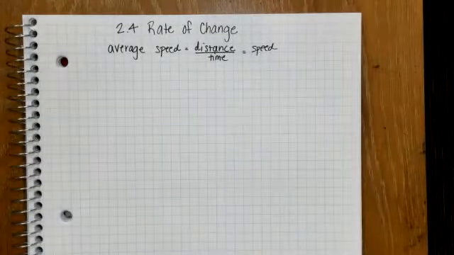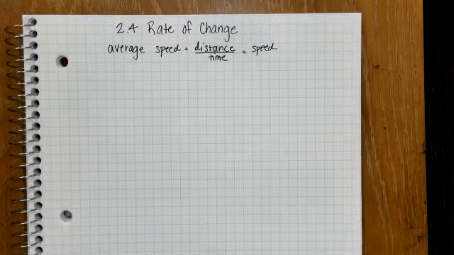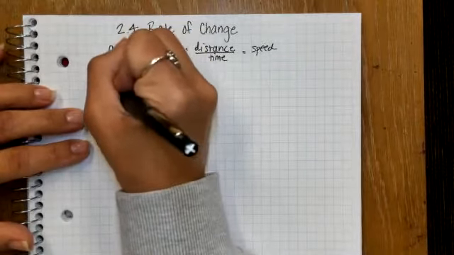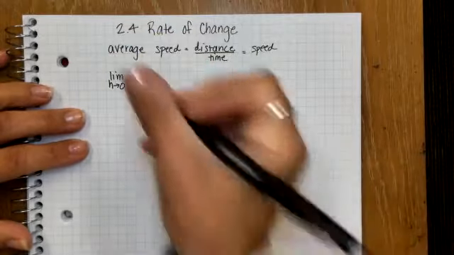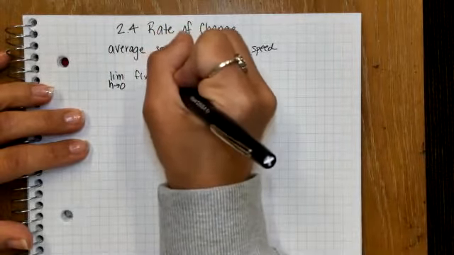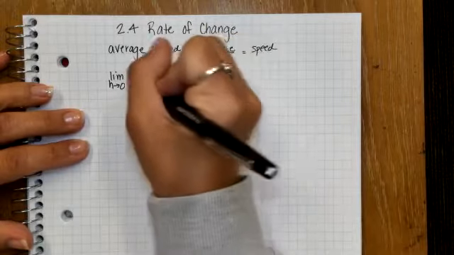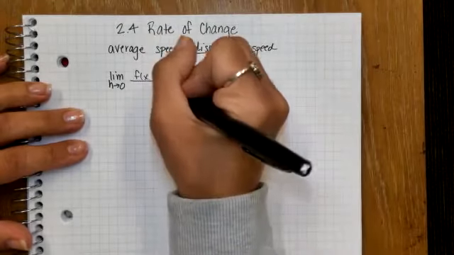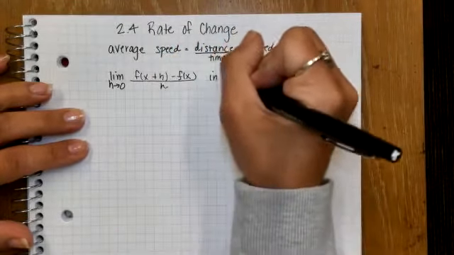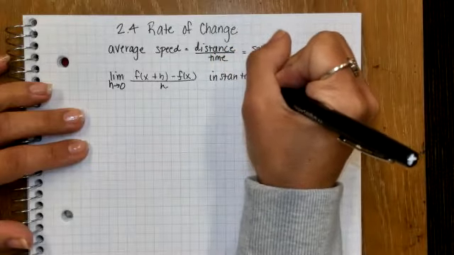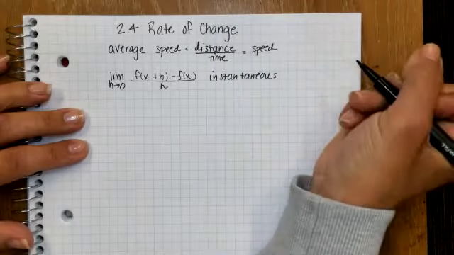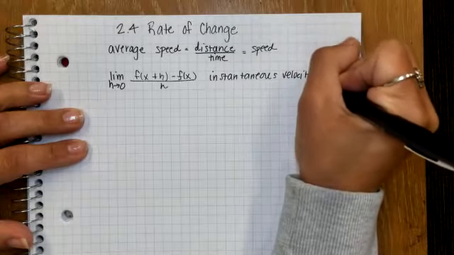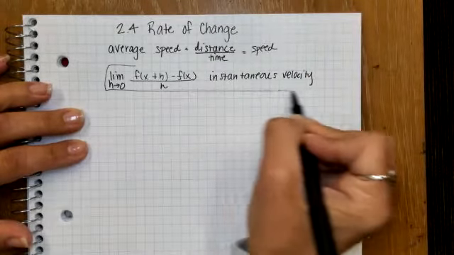But it's not the same as instantaneous. Remember that for instantaneous speed, I have the limit as h approaches 0 of f of x plus h minus f of x, all over x plus h minus x, which of course is just h. So this is instantaneous. And we're going to see today that it's not just the formula for instantaneous speed, or velocity, I should say, whichever. This is not just going to be for instantaneous velocity.